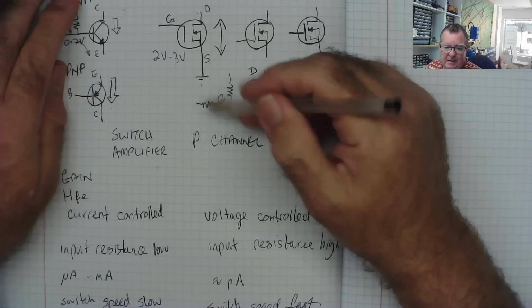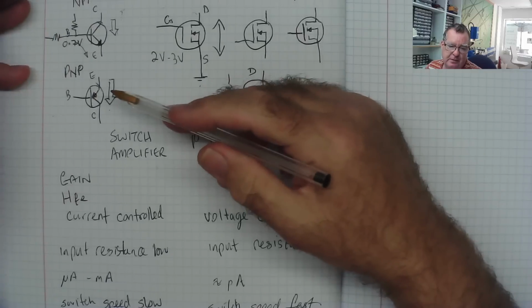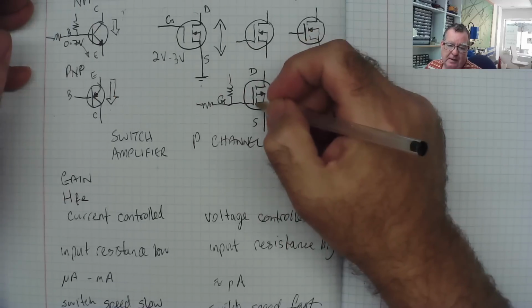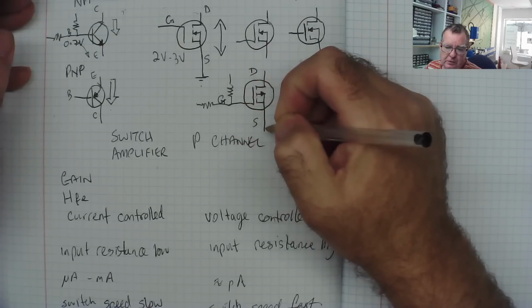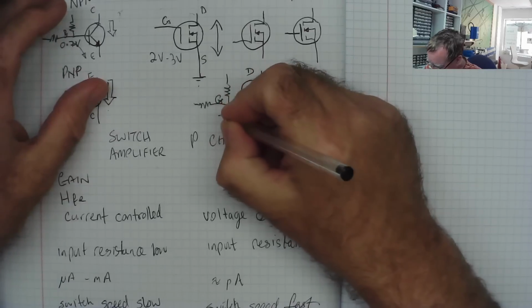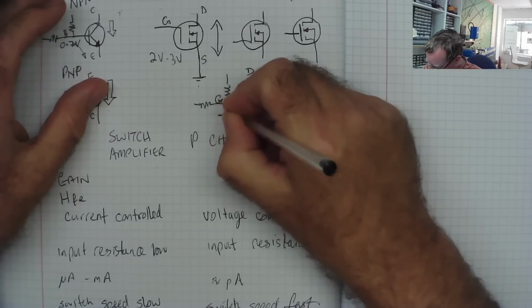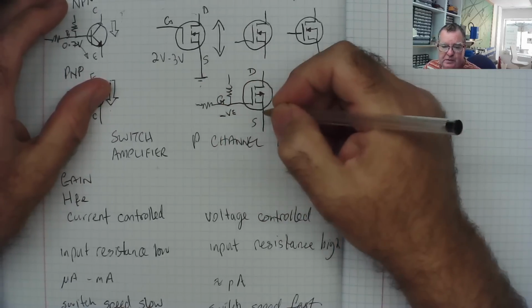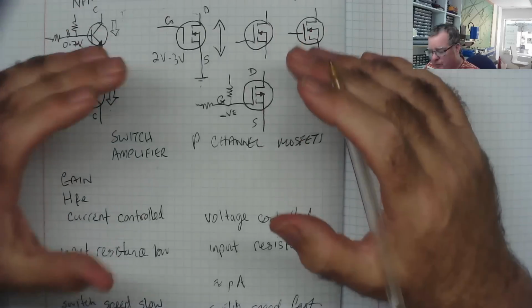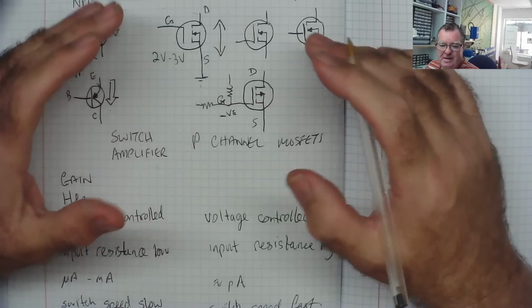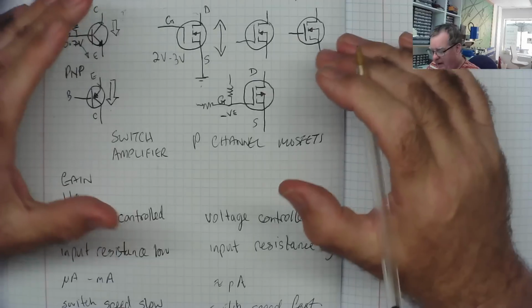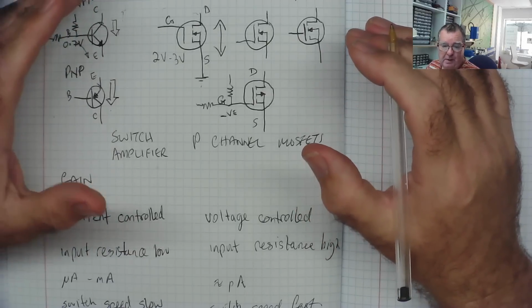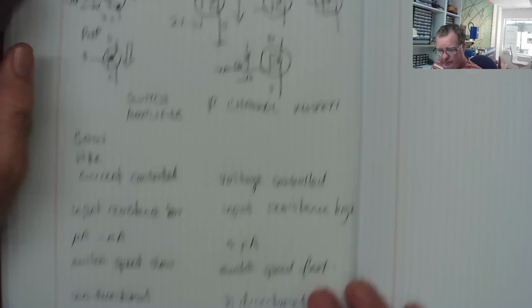With a P-channel MOSFET, just like the PNP transistor, the gate voltage has to be below the source voltage. It needs to be negative with respect to the source to switch the MOSFET on. But this does not mean that you need a negative voltage supply to switch on a P-channel MOSFET. And this can confuse people, so I'll just explain it to you.